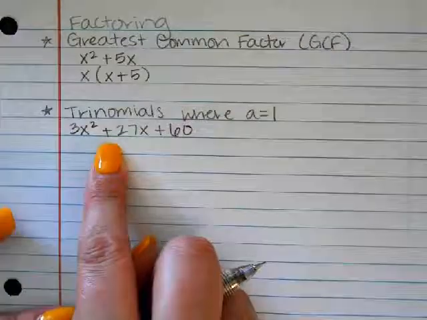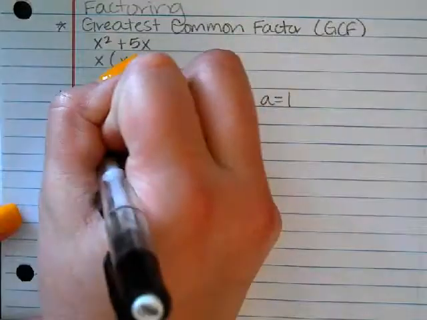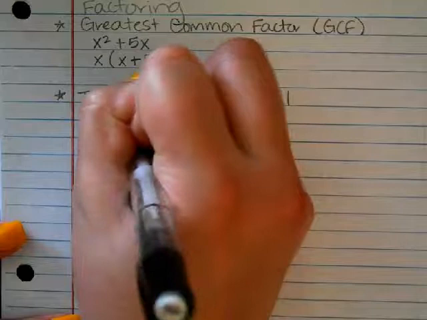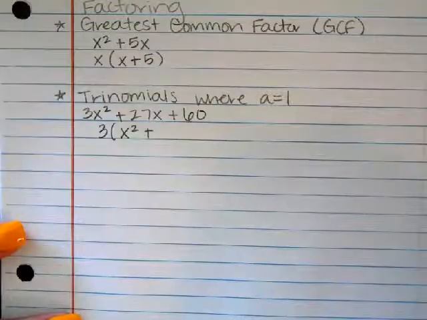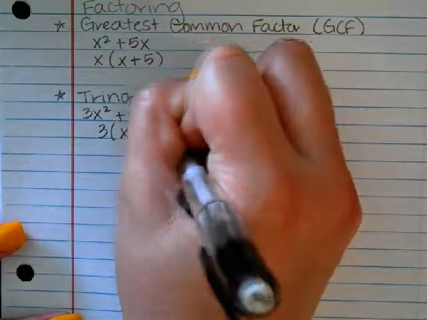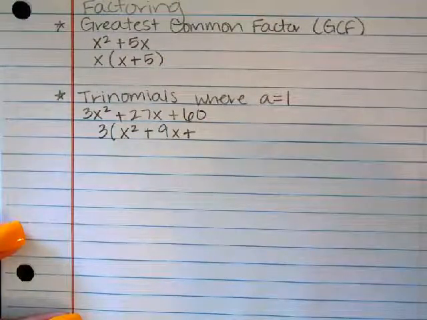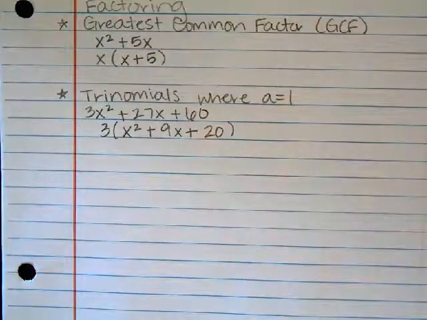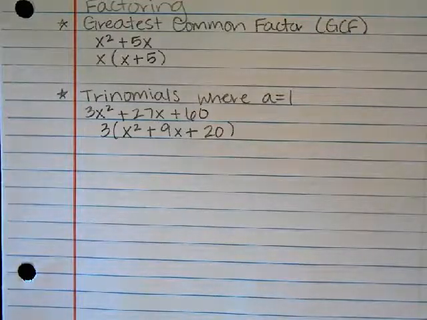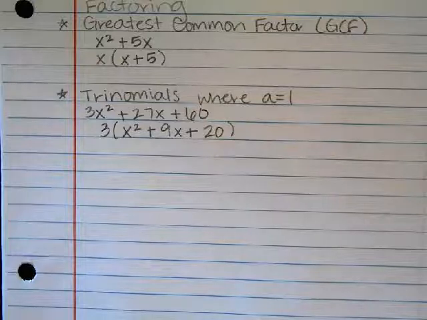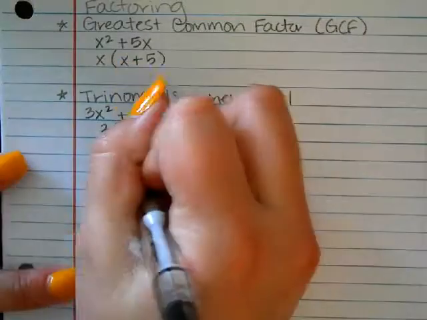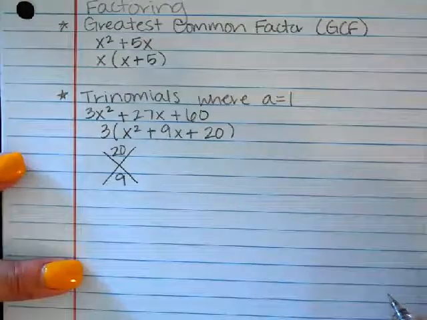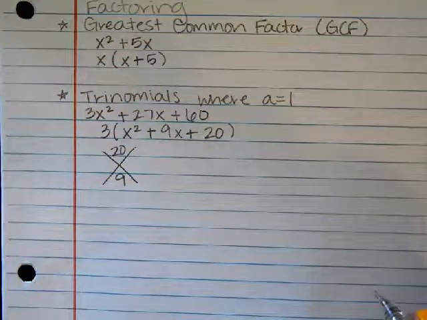So we have a GCF of 3, and then what happens? We take the 3, and then what do we have left over? 3x squared plus 9x plus 20. Okay, 27 divided by 3 is 9. Good. So at this point, this is where we take the 20, and we're looking for two numbers that multiply to 20, but add to 9.